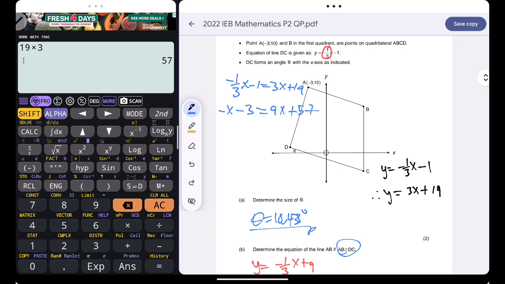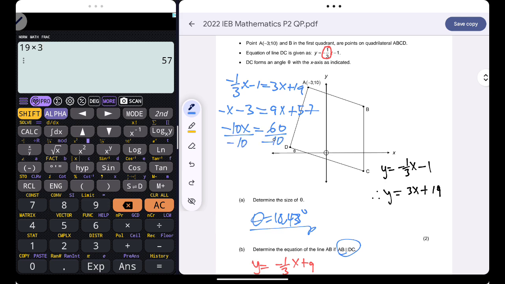Okay, and then I must group the like terms. That means I must take the 9x to the other side. It will become negative x minus 9x. I'll have negative 10x. Then when I take the negative 3 to the other side, it will change the sign. So I'll have 57 plus 3, which will give me 60. So when I divide both sides by negative 10, I find that x is equal to negative 6. Are we together?